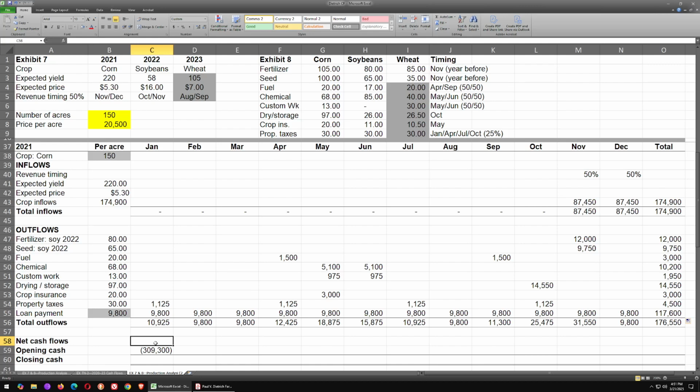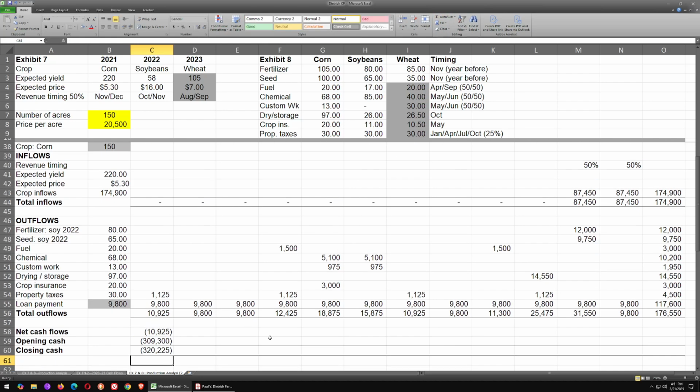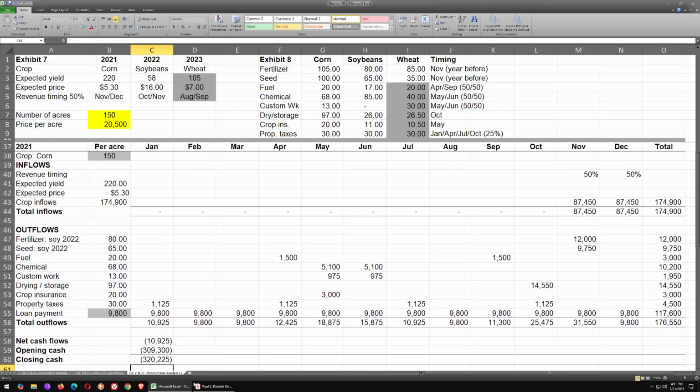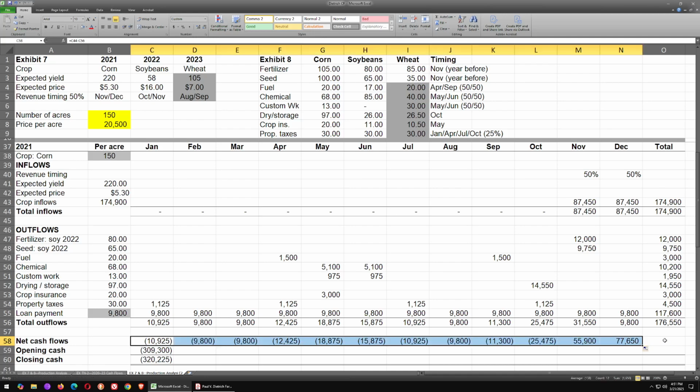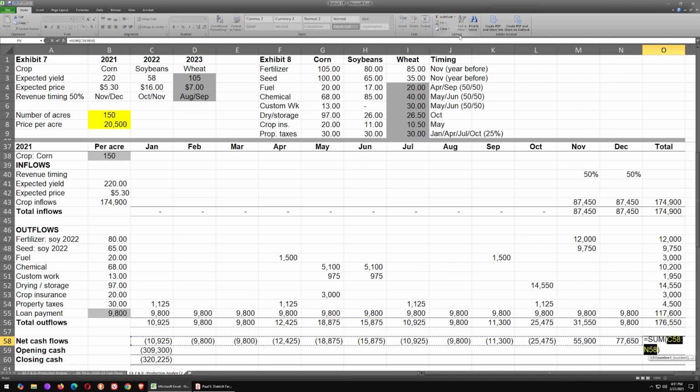So here we've got the net cash flow. This equals the inflow minus the outflow, and we're going to sum those two. Now, remember, this is okay to carry across. In fact, let's go ahead and do that. And then we'll sum that whole row. Now, remember, the opening cash is dependent upon the previous month's closing cash. So February's opening cash is January's closing cash. And I can go ahead and carry that over as well.